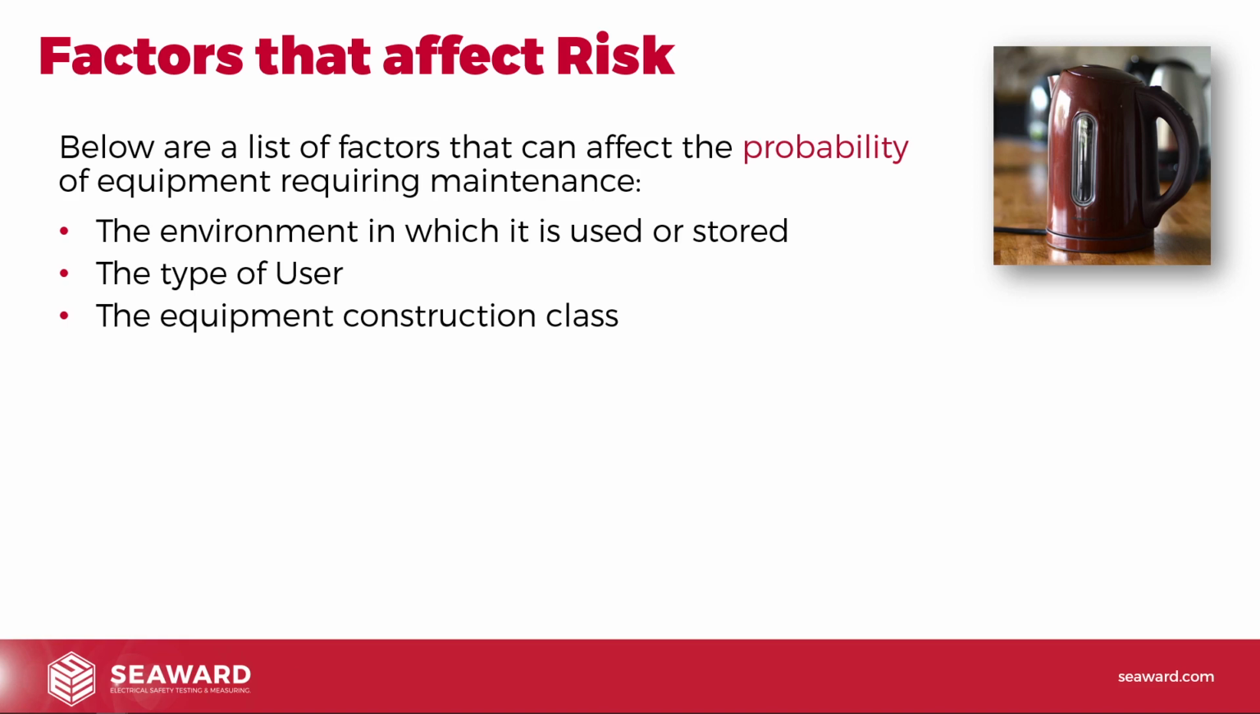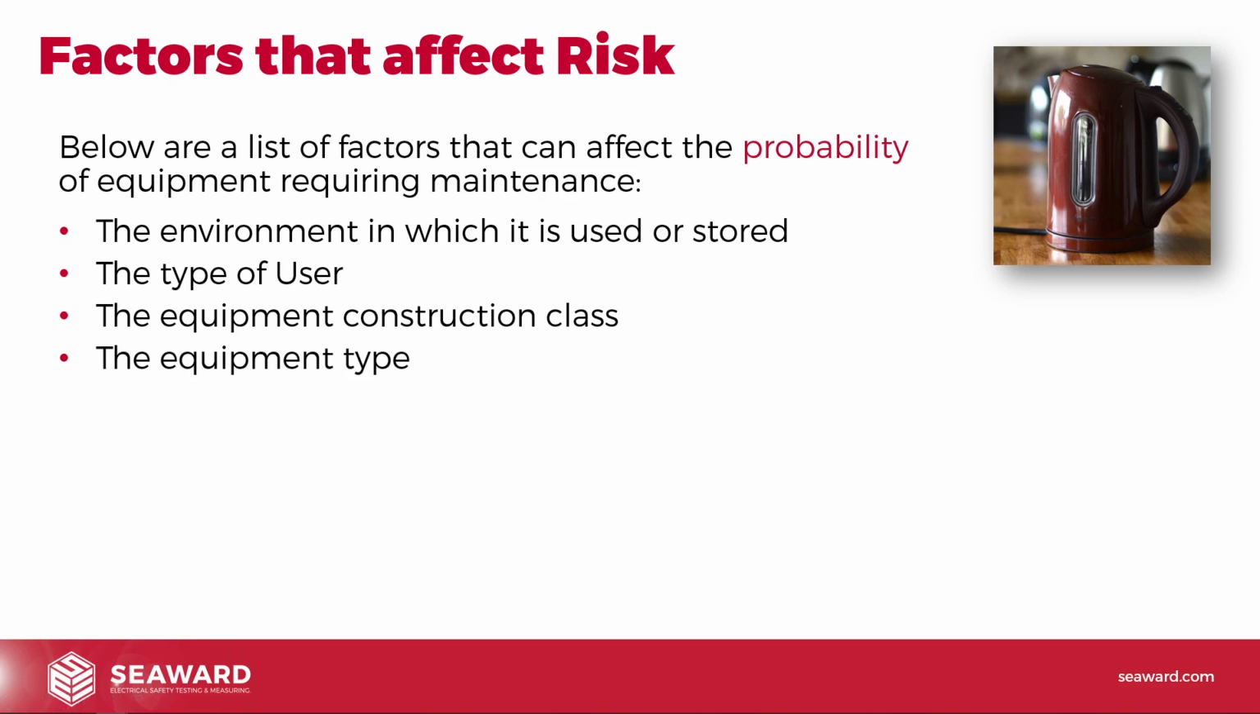Equipment construction class. Again, you might say, how does this affect probability? Well, if you think about it, if we've got class 1 equipment, there's an earth on there. So that earth may need maintenance. It may come loose, it may corrode, it may break free, all of those things. So potentially, class 1 equipment might have a higher probability of needing maintenance than other types of equipment. Class 2, for example, wouldn't require that. There's nothing going to go wrong with the earth because the earth isn't part of the equipment. So again, it may be lower probability.